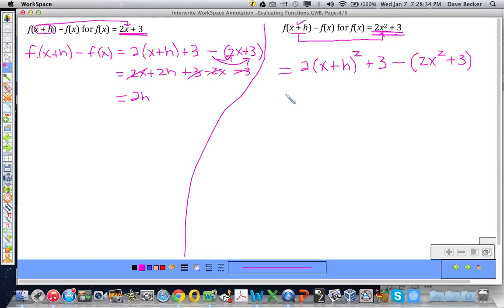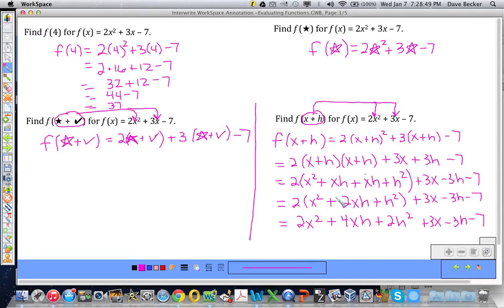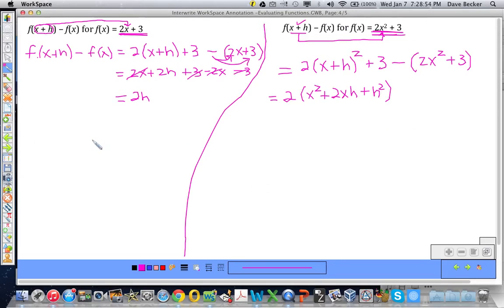So x plus h squared is equal to x squared plus 2xh plus h squared. Okay, so I just expanded this to this, and I cheated and went back to where I already did it. And I know the 2 is there too, but I just wanted to make sure we understood that we're expanding there. Don't forget the plus 3. And now I'm going to distribute the negative through, so that would be minus 2x squared, and it's also minus 3. Don't forget to go all the way through.